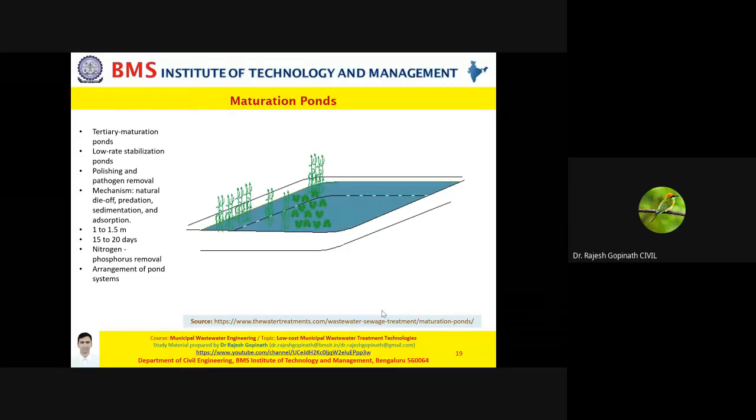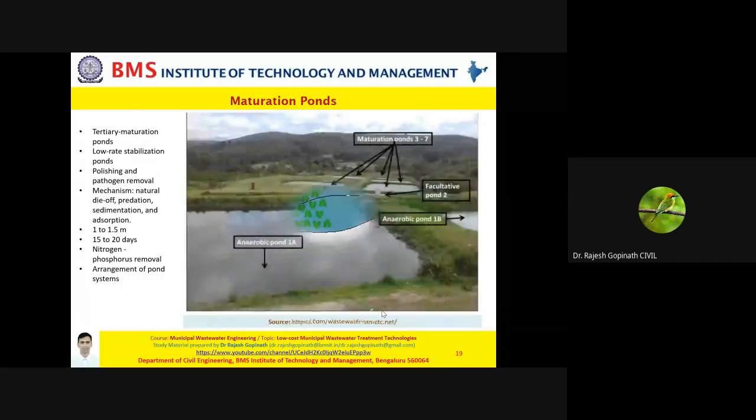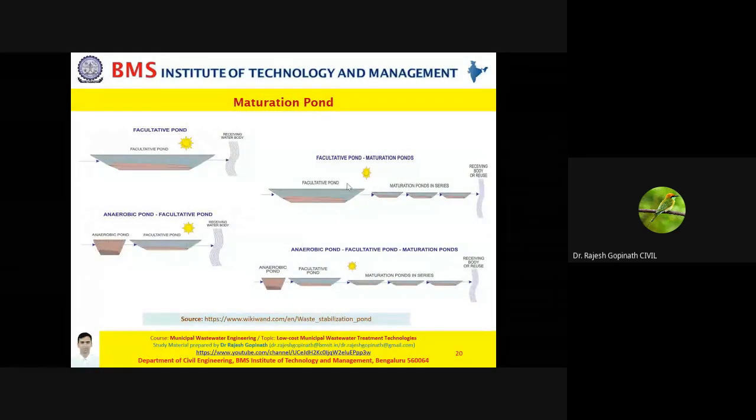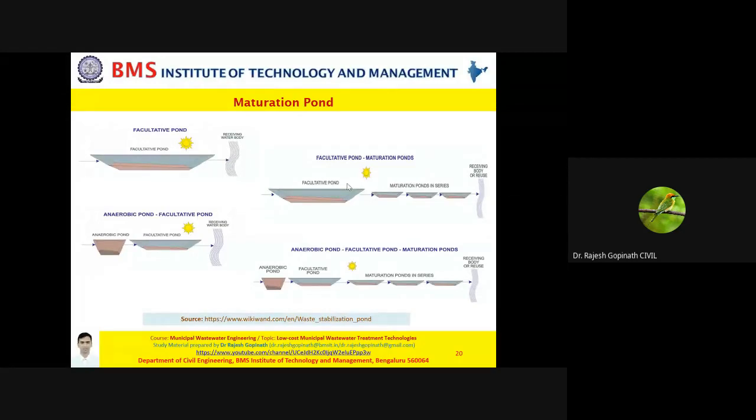Now, let's move further. Let's look at this. This should give you an idea wherein you have an anaerobic pond, then an aerobic pond, a facultative pond. Finally, you have a maturation pond. So yes, it's a polishing process. Now friends, this is how you have maturation ponds. You have them in series, one after the other.